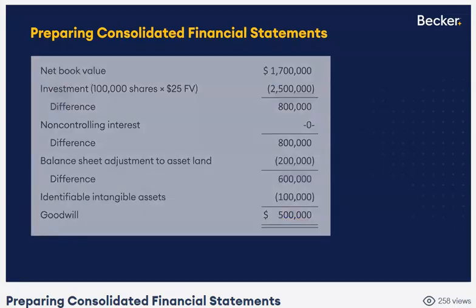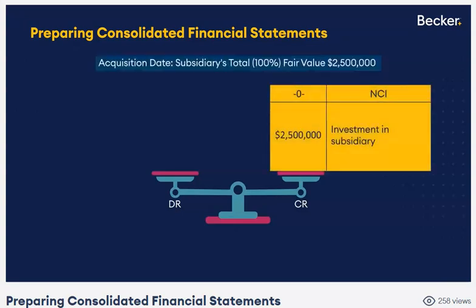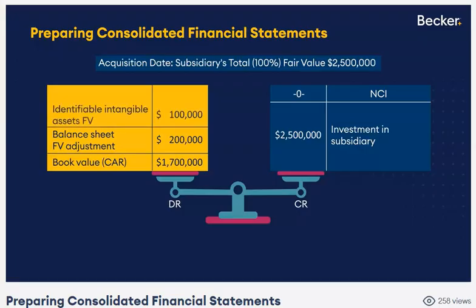That's right, goodwill. So if you want to look at your little scale right here, you have your investment is $2.5 million. The book value was $1.7. They don't agree. We allocate as much as possible to the assets that need to be adjusted. That's $200. Still not in balance. Then we had $100,000 that went to in-process R&D. It's getting closer, but it's still not in balance. We needed an extra $500,000. And where are we going to put that? To goodwill. And therefore, your debits and credits will balance.